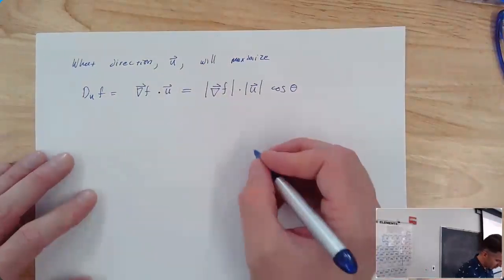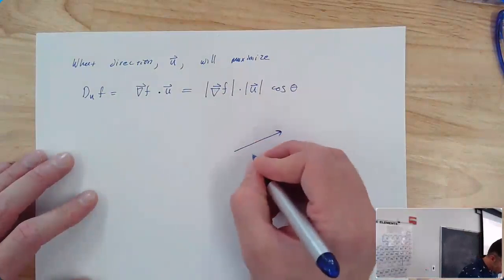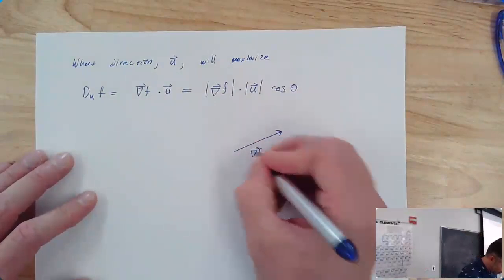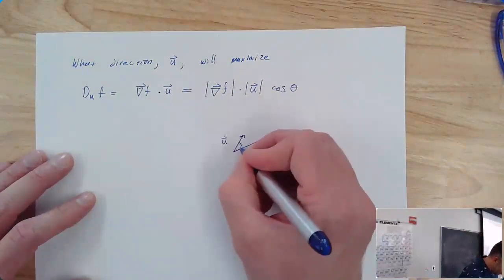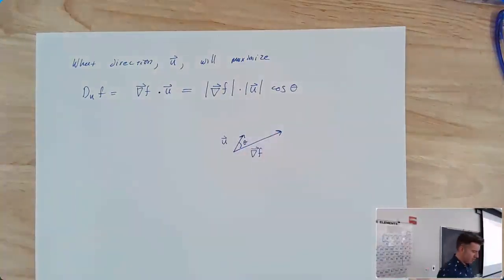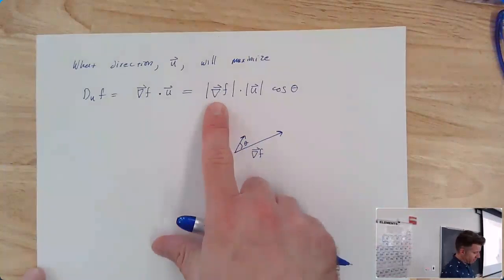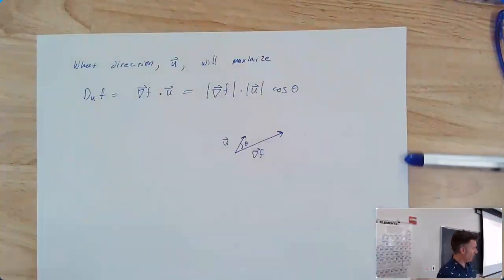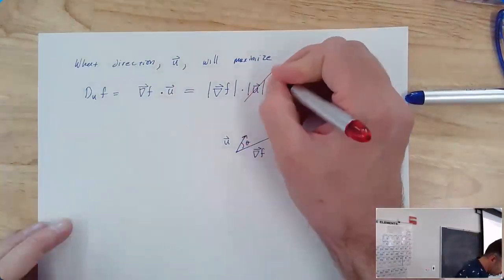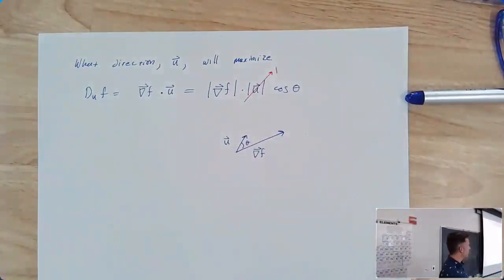dot products. Let me remind you, you've got the gradient of f pointing some direction and the direction of the derivative pointing another direction. Theta is the angle between them. So if I want to make this quantity as large as possible, well, the magnitude of the gradient isn't changing. It is what it is. The magnitude of u is just 1. It's definitely not changing. The only thing that has variability in this equation is cosine of theta.